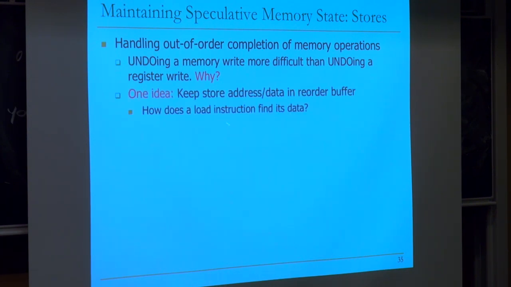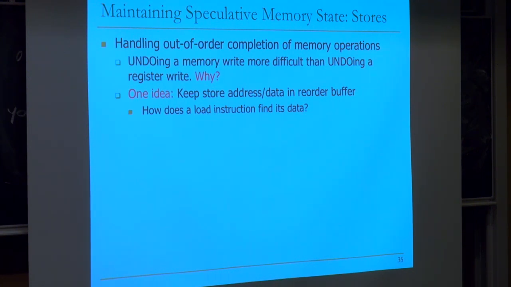So how do we handle out-of-order completion of memory operations? One idea is to keep the store address and data in the reorder buffer and do the updates to memory in order. And that's how existing systems operate, because it's too difficult to handle the case where you update memory out of program order. And we will see other issues related to this when we talk about memory consistency in multiprocessors.